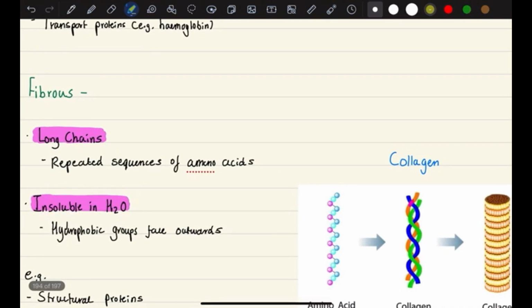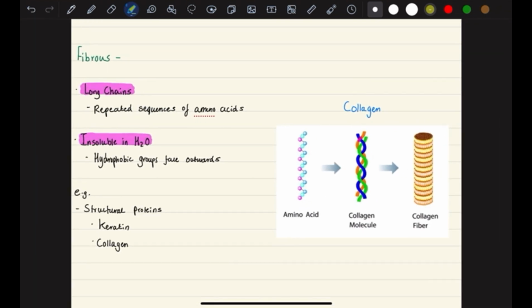Cool. Then we just need to talk about fibrous proteins. These are long-chained molecules. So it's just a repeated sequence of amino acids, yeah, making a long chain. And the hydrophobic groups are this time the ones that face outwards. So if it's hydrophobic, can't form your hydrogen bonds with water, so they are insoluble. And these proteins tend to be structural. So like you got keratin in your hair, you got collagen in your skin, yeah?